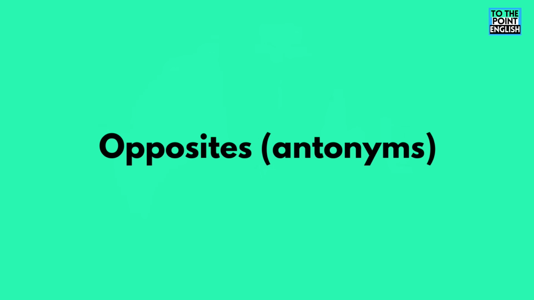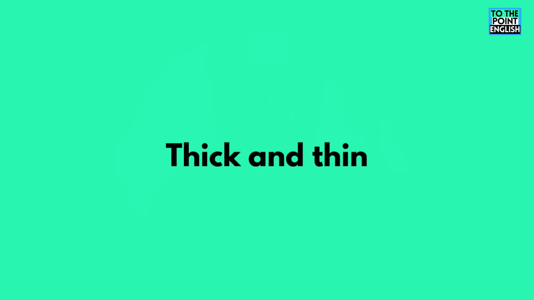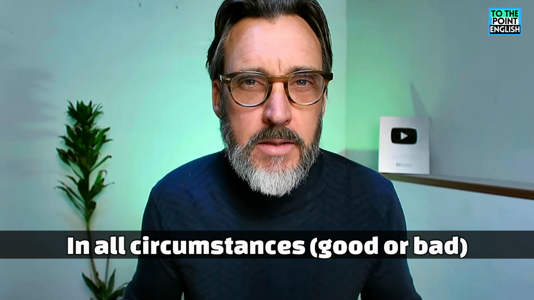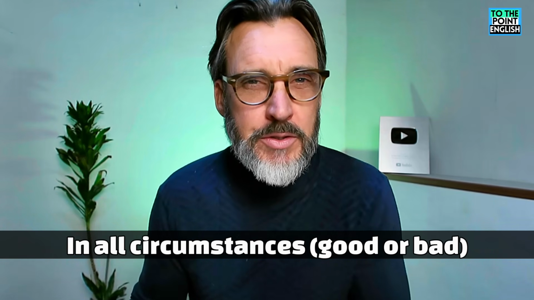Another type of binomial uses opposites. So each component word, of the two words, are actually opposites. They're antonyms. And we've already seen an example in black and white. So black and white are opposite colors, of course. But let's look at another one. Thick and thin. And this is a really useful one because it refers to in all circumstances, in good or bad situations.